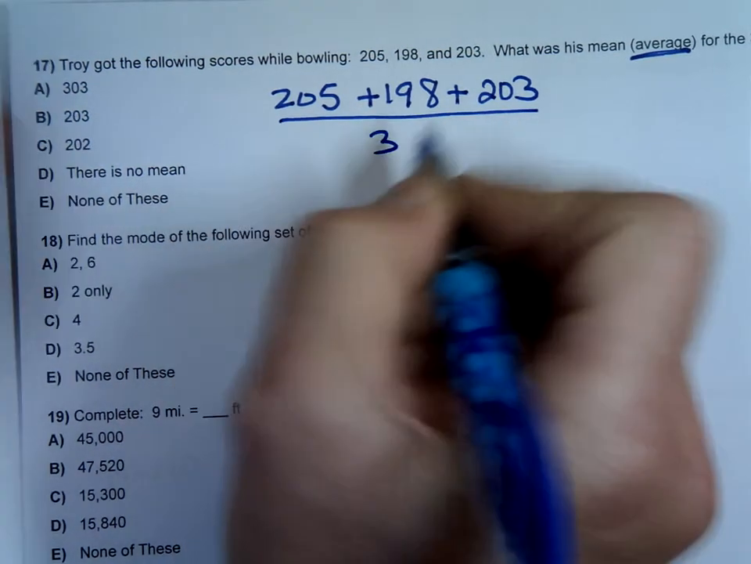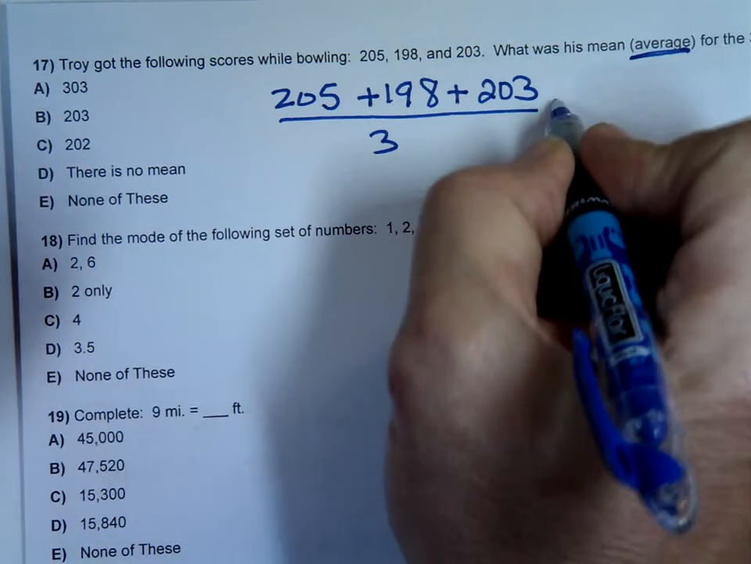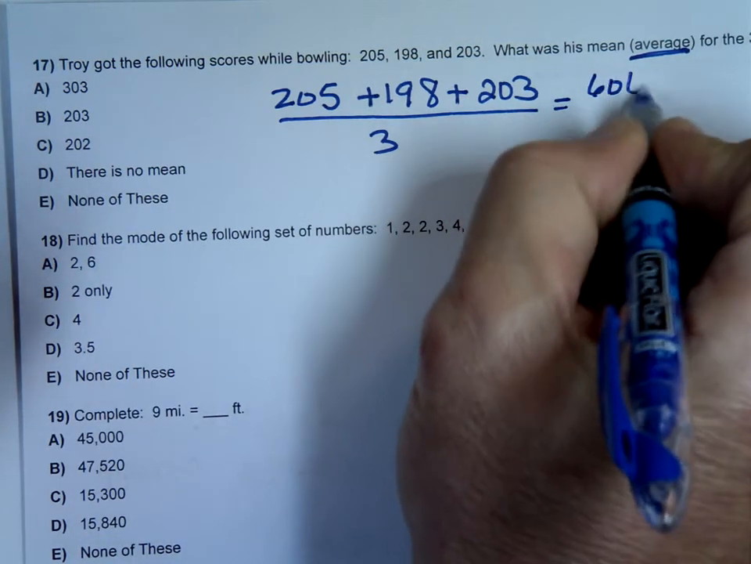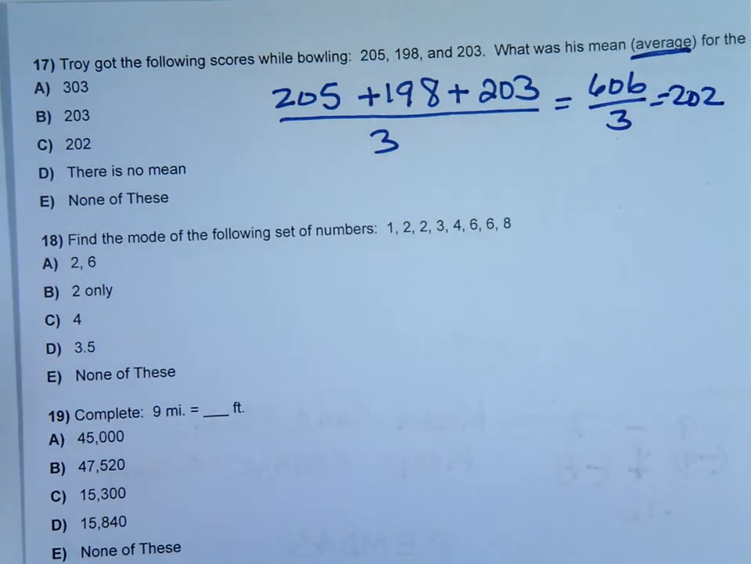Let's add them. What is 205 plus 198 plus 203? I forgot to turn the calculator on. 205 plus 198 plus 203. 606, divided by 3, which is what? 202. Do we have a 202? Yep.